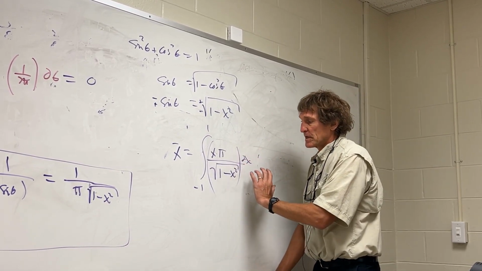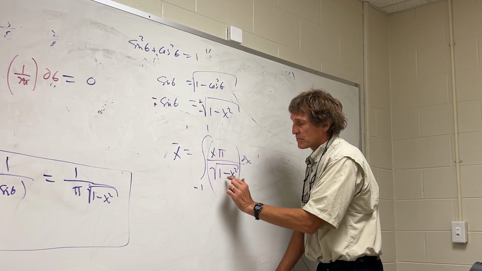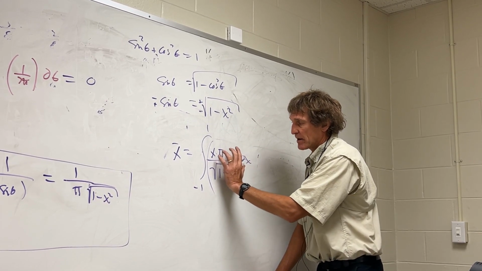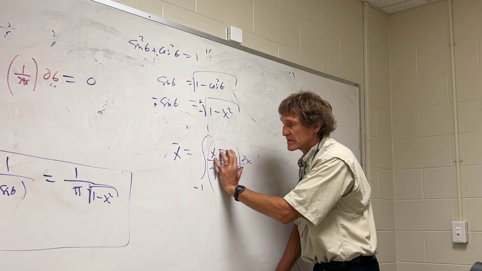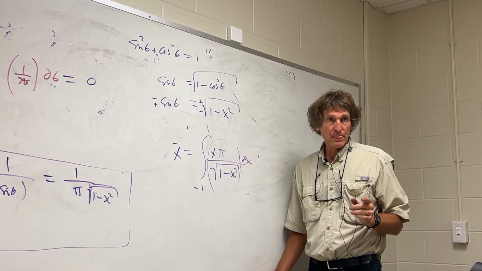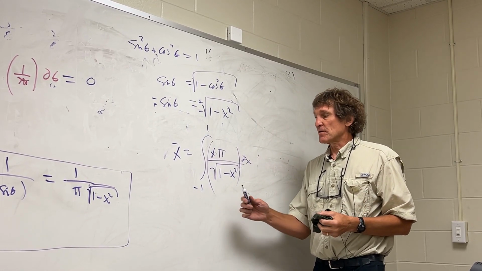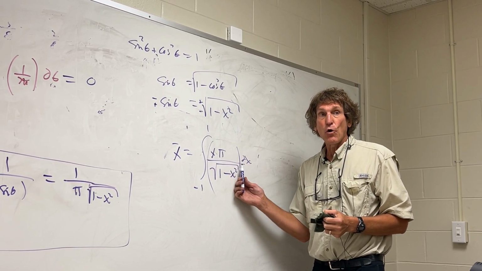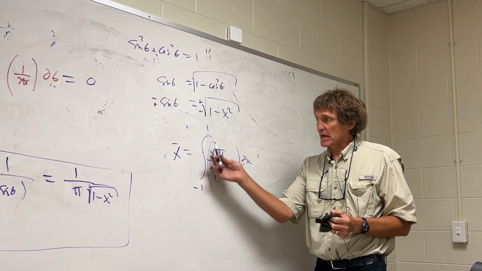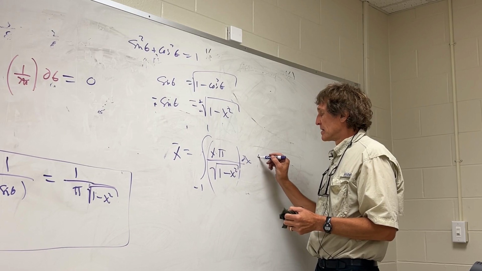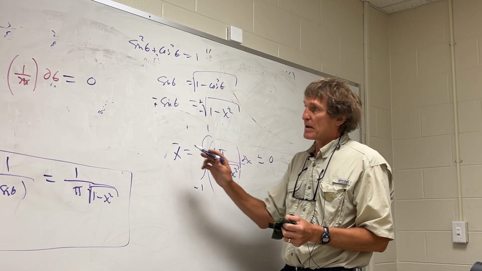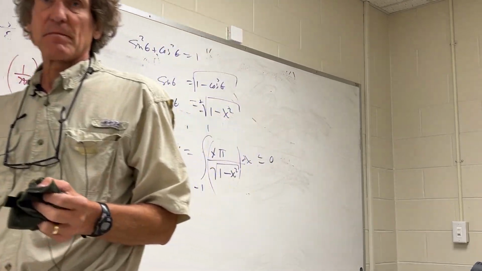Now, this right here, the 1 over the square root of 1 minus x squared, that's an even function, but x is an odd function, right? So the integral of an odd times an even function over a domain from minus a to a is always 0, and that proves this. Just think about it for a moment.